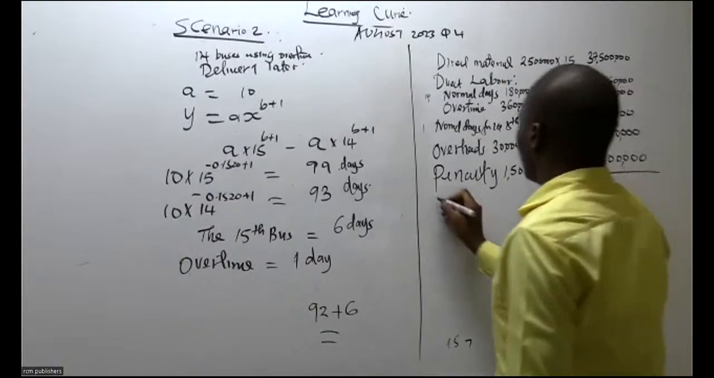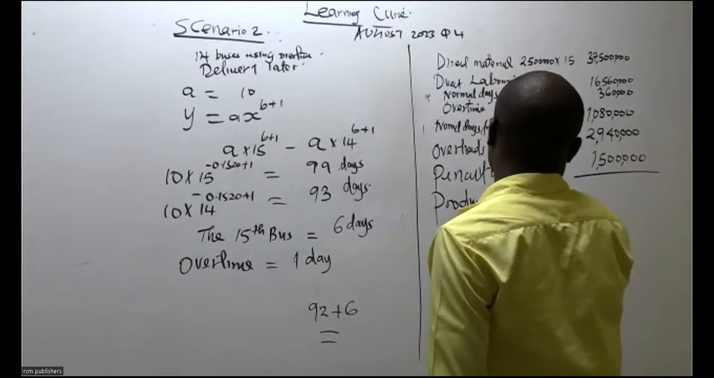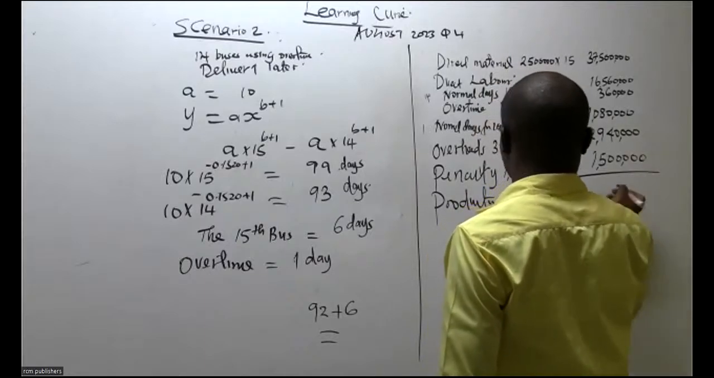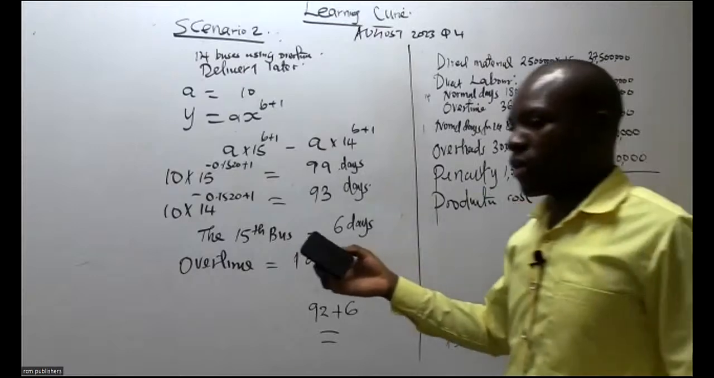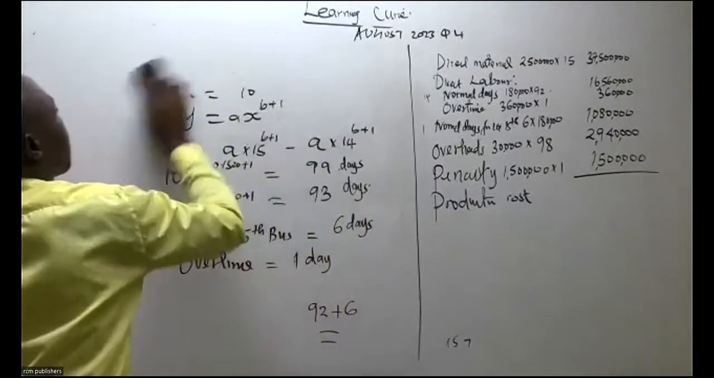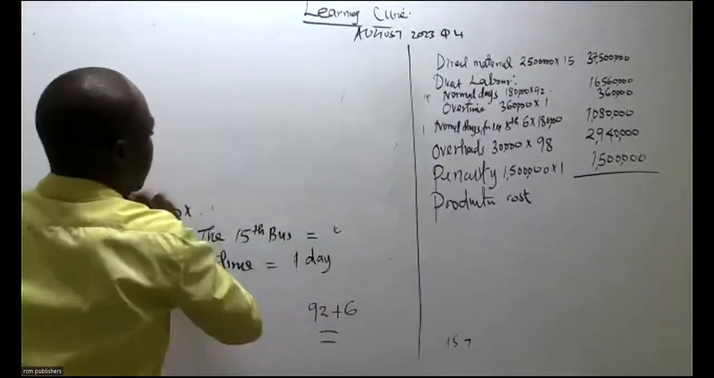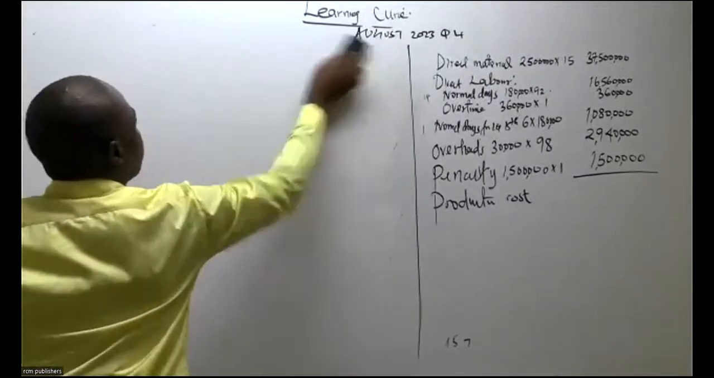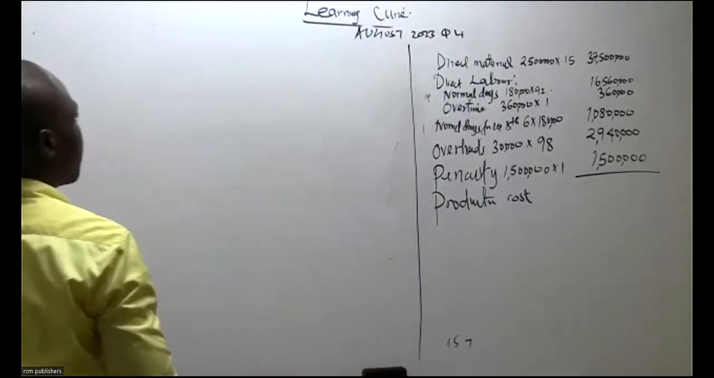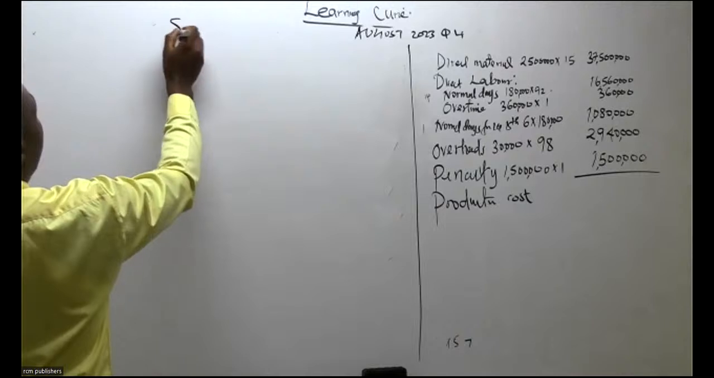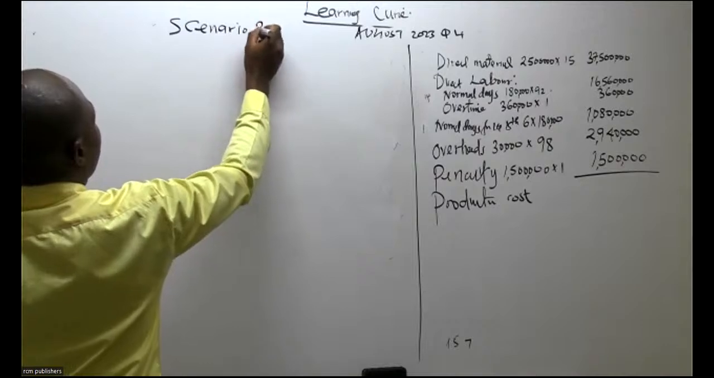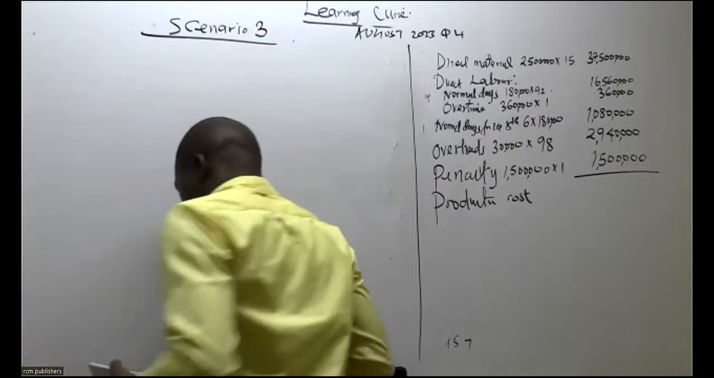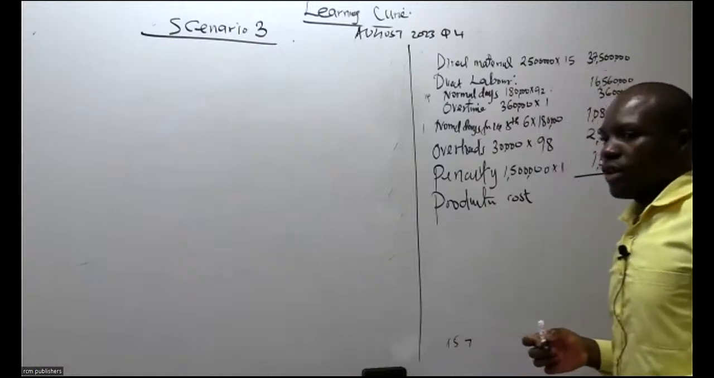If you add everything, you should be able to get the production cost. Tunakuwa na ngapi? Ongeza kila kitu. Ongeza kila kitu under scenario 2. Then we get to scenario number 3.